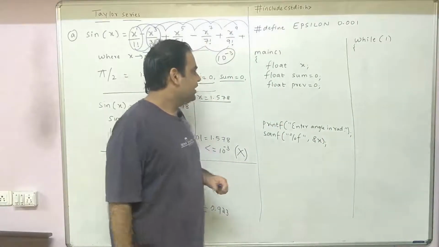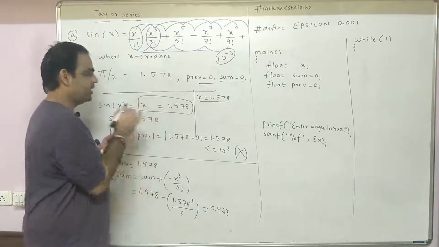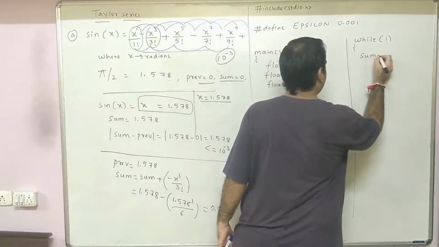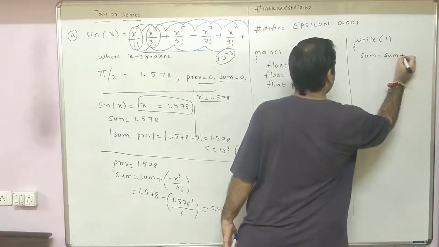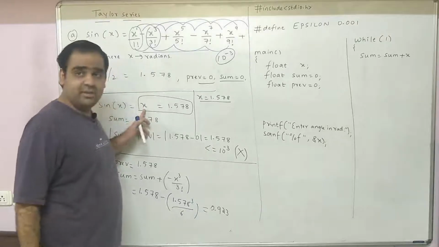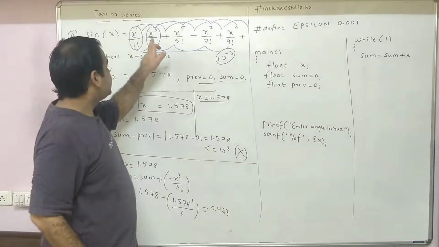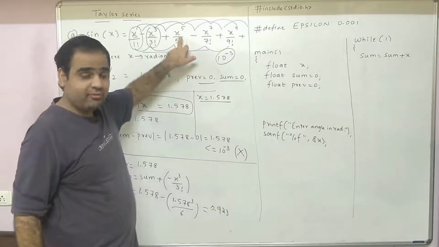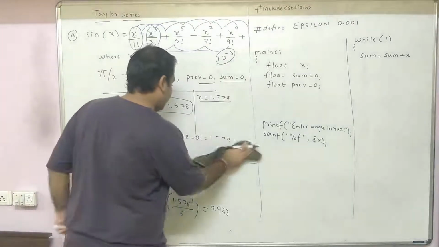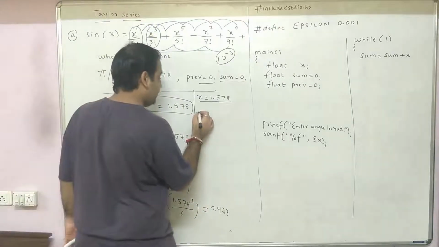Now, the first thing is you need to compute the value of the first term, sine of x. And how do we compute the terms of sine of x? We say sum is equal to sum plus x. First time it is x. Next time this x will change to x cube. Next time this x cube will change to x to the power 5. It means at each and every point you are multiplying it by x square.